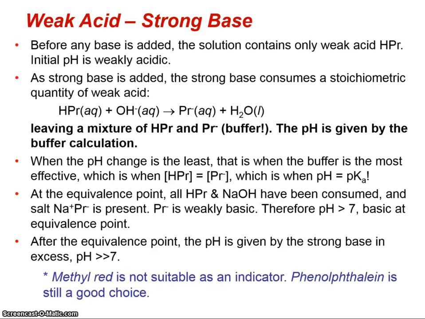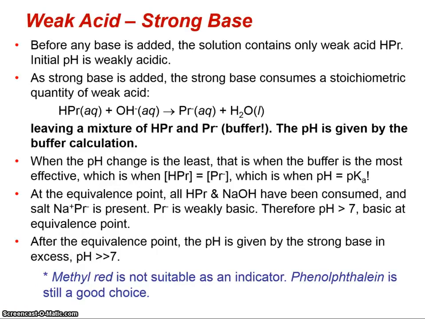So let's say we're going to do pyridine. Before any strong base is added, the solution contains only the weak acid, and we're going to call it HPy. Our initial pH is weakly acidic. As we add in the strong base, it consumes a stoichiometric quantity of the weak acid, giving me the conjugate weak base and water. It's going to leave us a mixture of the conjugate acid and the conjugate weak base in solution, and that's a buffer, and the pH is given by the buffer calculation.